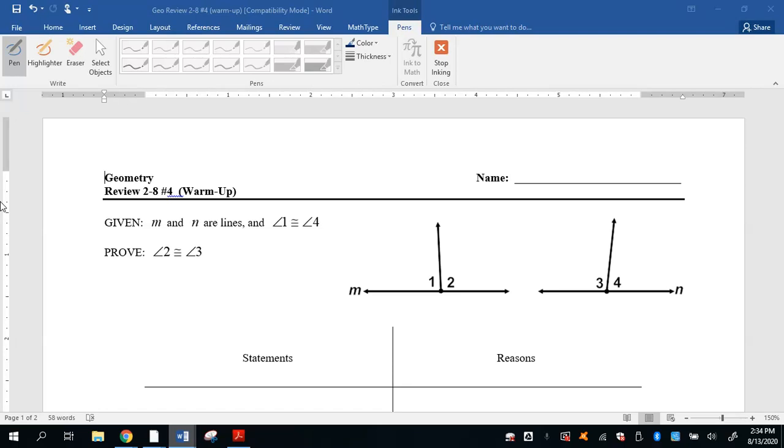Hello, this is Geometry Review 2.8 number 4. It's a warm-up. This is with Mrs. Moslick. This is a great example of a typical type of proof in 2.8.